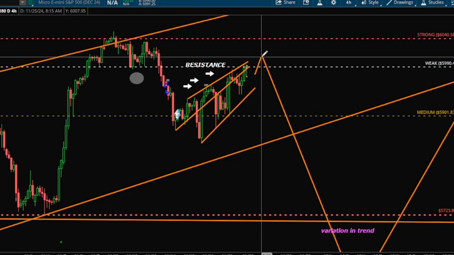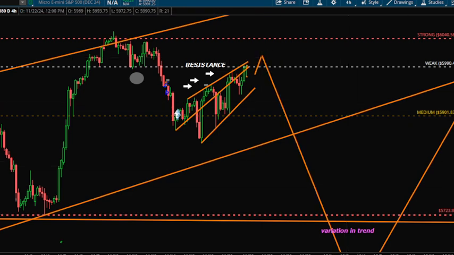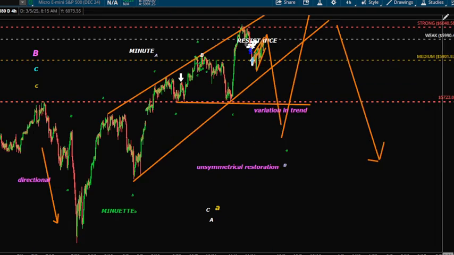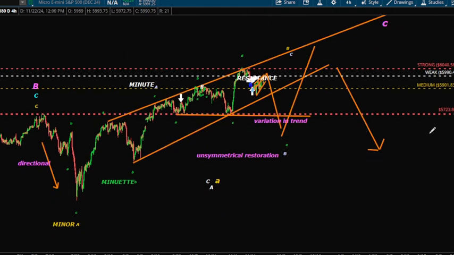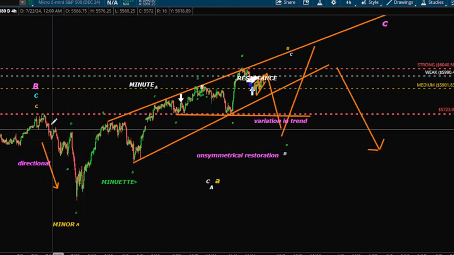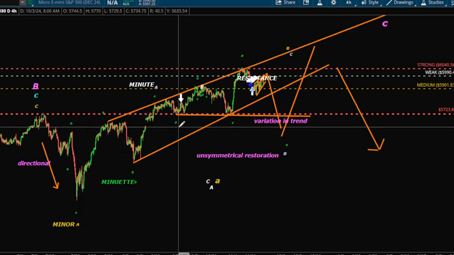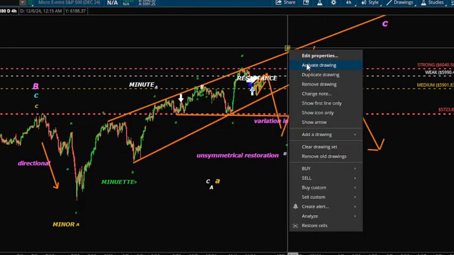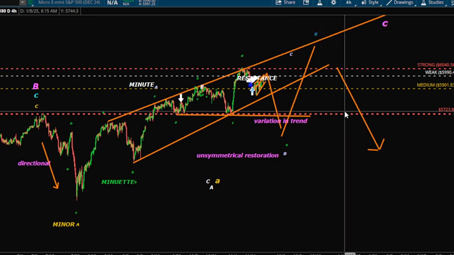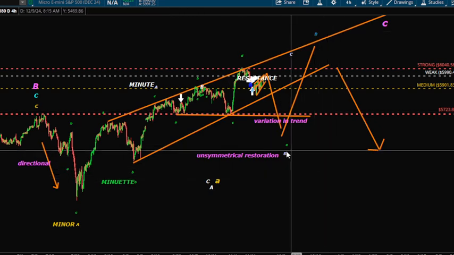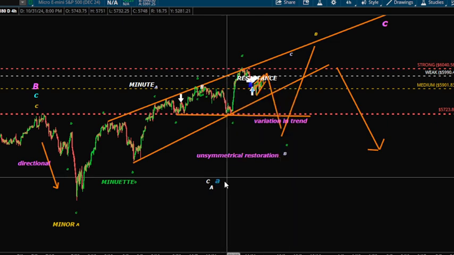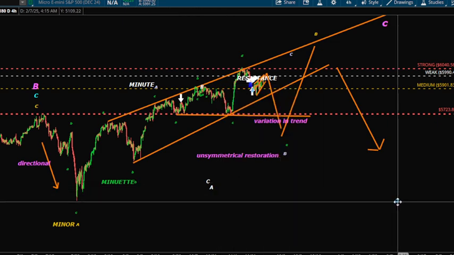All right, so I think that's my best forecast. That's the one that made the most sense. So minor leg down in A, complex correction, and the minor leg B up here somewhere, and then our minor leg C is going to be somewhere down here.